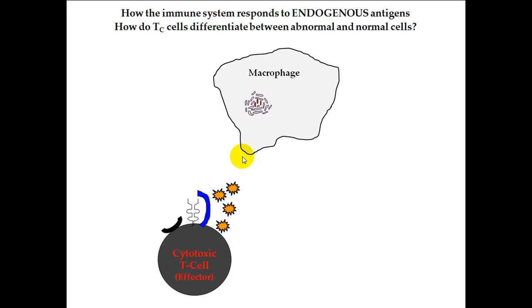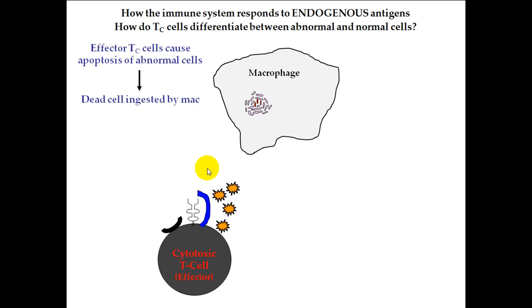So then, to sum this up, we're taking a look at how our immune system responds to endogenous antigen. These cytotoxic T cells play a really big role in responding to endogenous antigen. Specifically, we have these effector cytotoxic T cells that cause apoptosis of abnormal cells. After that cell that's infected with the virus undergoes apoptosis, it then is ingested by a macrophage, and that's how it ends up dying.